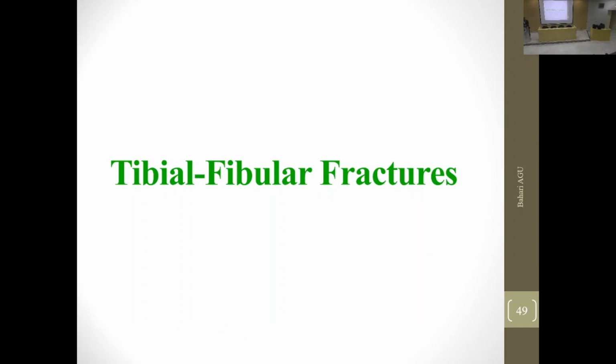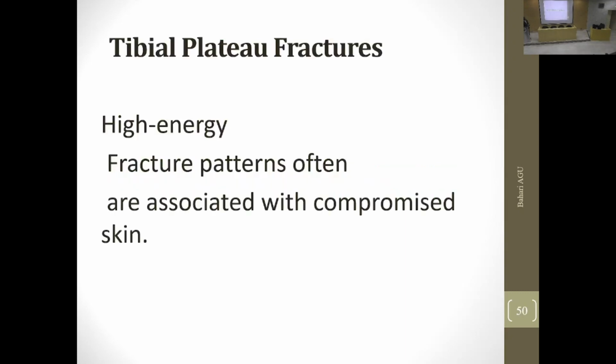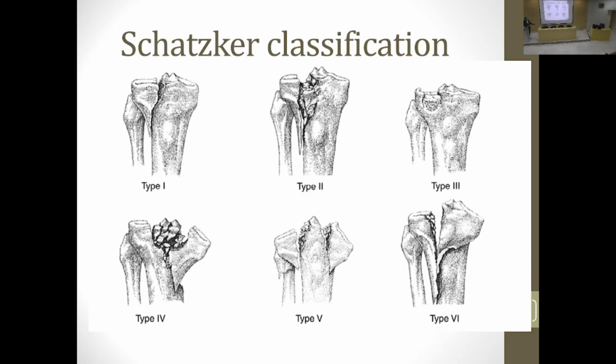The tibia and fibula fractures are actually one of the areas that you need to take care of, because this is a common site for compartment syndrome. You know compartment syndrome in the tibia and fibula; there are 4 compartments here. Posteriorly there are one superficial and one deep, and the medial compartment and the lateral compartment. And you know that if there is high energy trauma, fracture patterns are often associated with compromised skin, and this is like the proximal tibia fracture.